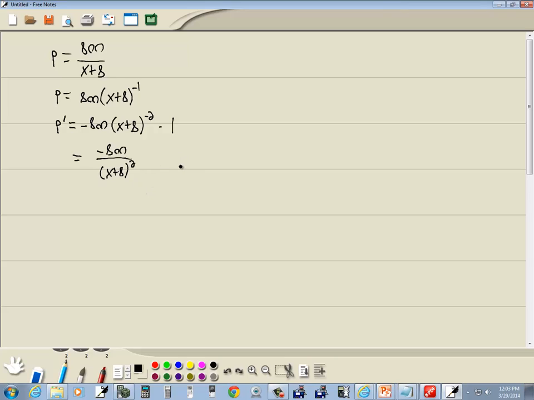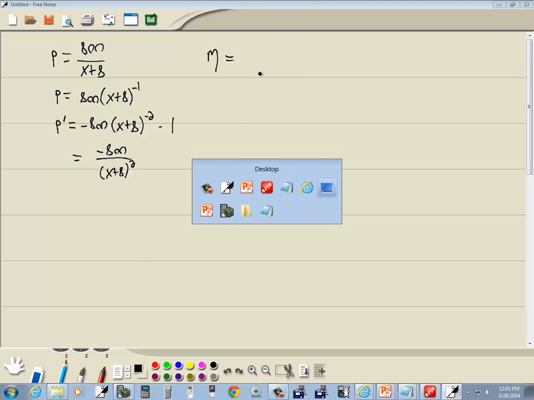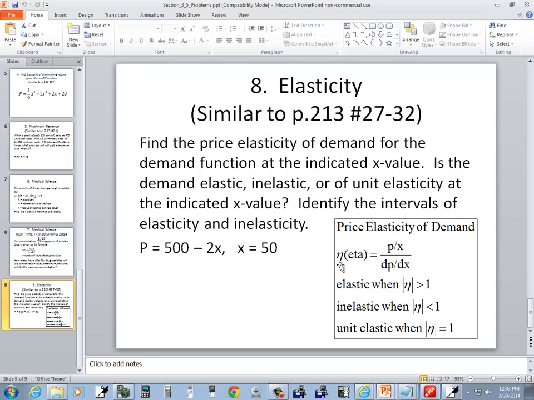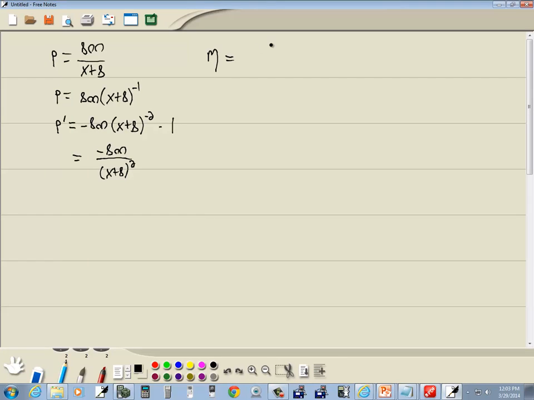Okay, now eta, and I draw it badly, so let me show you what one should look like. That's what eta looks like. Eta is equal to p over x all over p prime. Well, p is 800 over x plus 8, over x, all of that over p prime, which is negative 800 over x plus 8 squared.